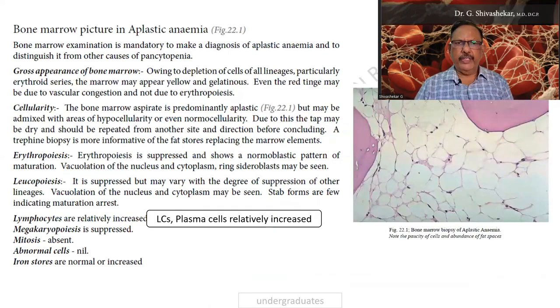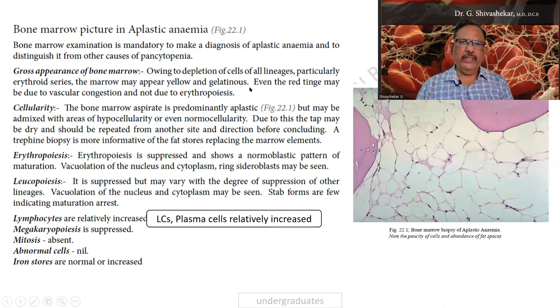The bone marrow picture is one of the most important things that we should describe. Whenever we describe a marrow, there are certain subheadings. One is cellularity. Here in this picture, I find that there is a marked reduction in the cellularity. Almost 90% of the marrow or even more is replaced by fat. These are the bony trabeculae.